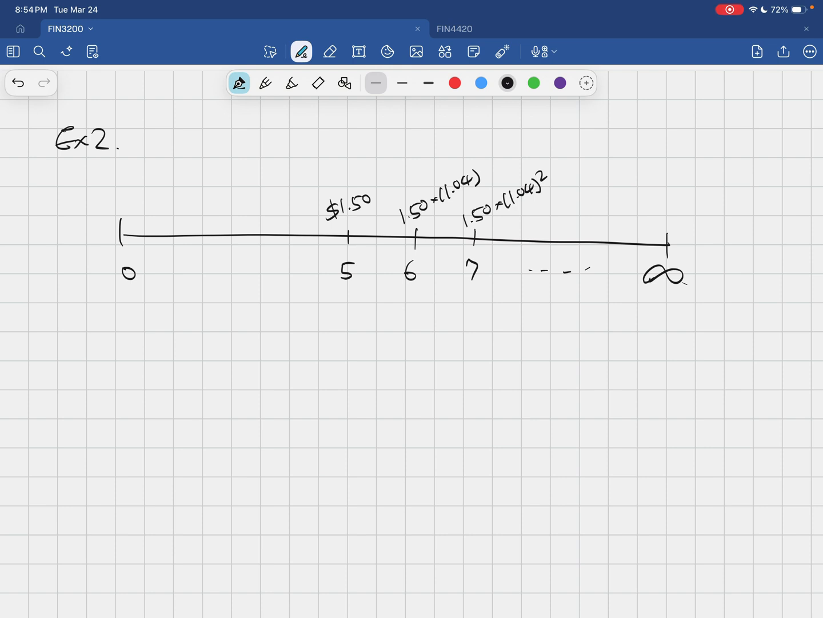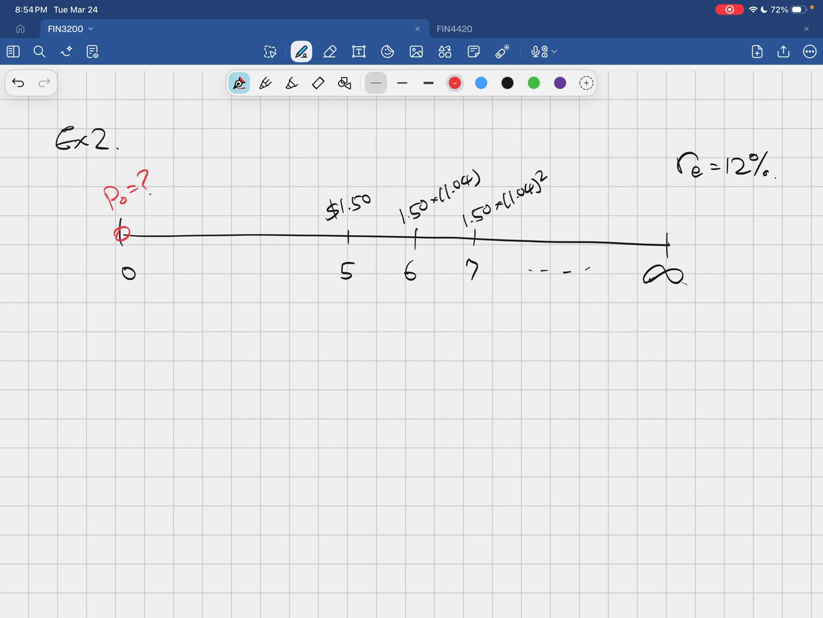Okay. It says the company's equity cost of capital is 12%. So the cost of equity is 12%. Okay. And we want to calculate the share price of this company today.